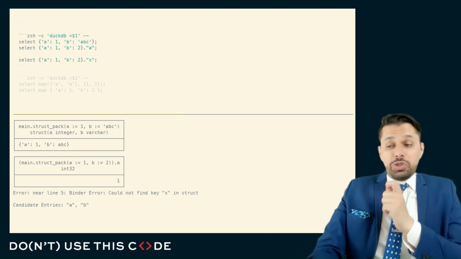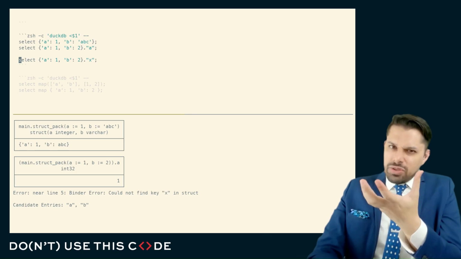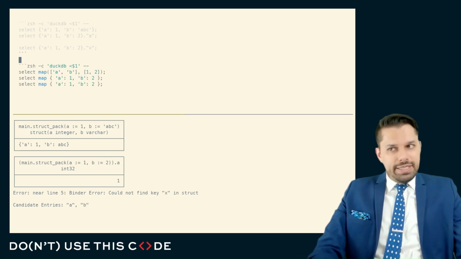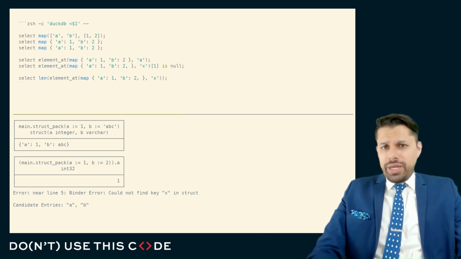Do note that if we try to access a field that doesn't exist, this is actually an error. So out of bounds array access, not an error. Out of bounds list access, not an error. Out of bounds struct access is an error. We also have a mapping type. And this I thought was quite interesting.